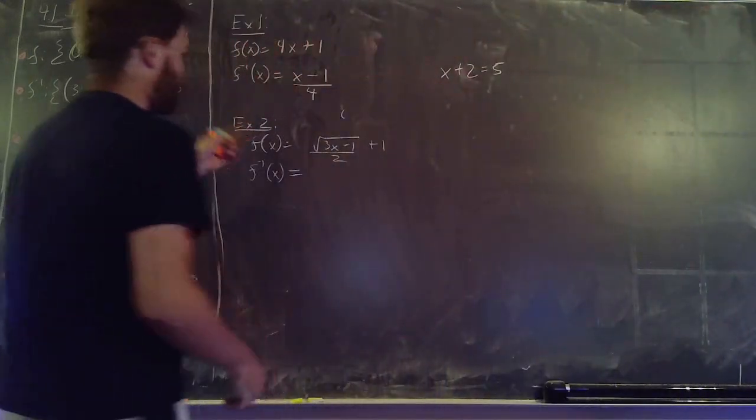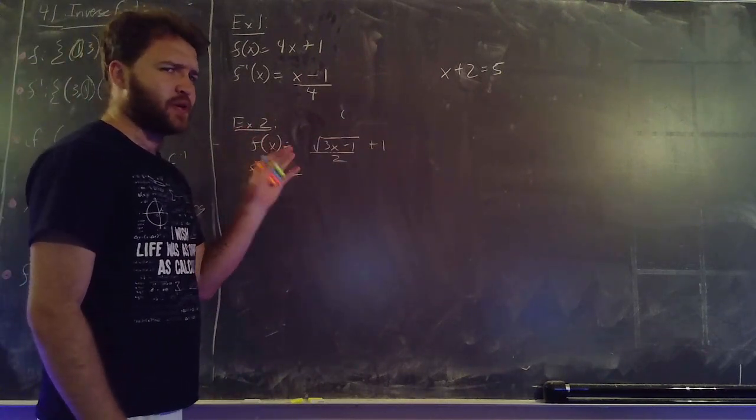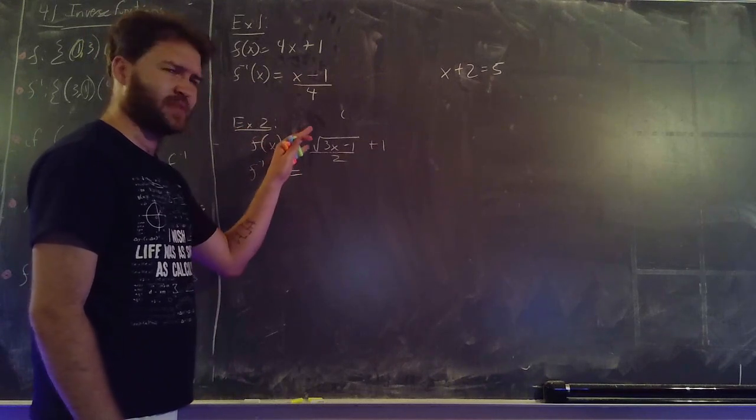So here I've got a second example. F of x does something kind of funny here. I'm not going to play with the ordered pairs on this one because it may do something kind of weird.